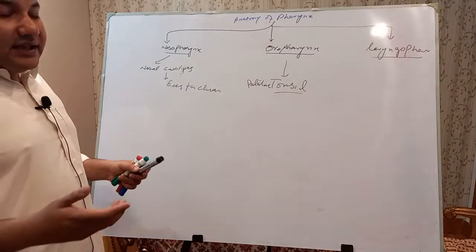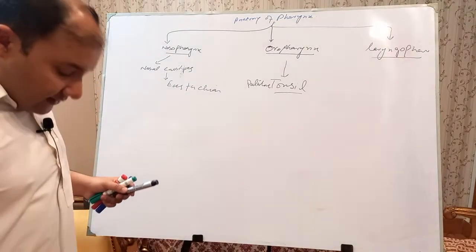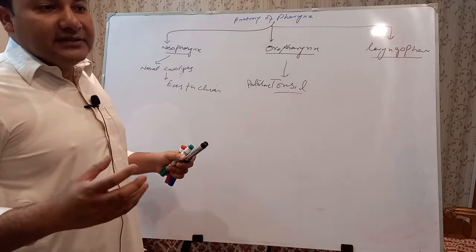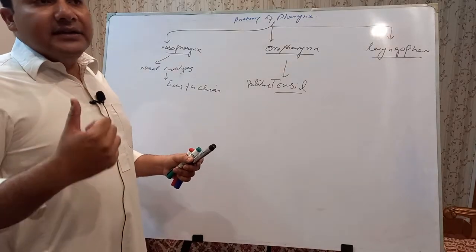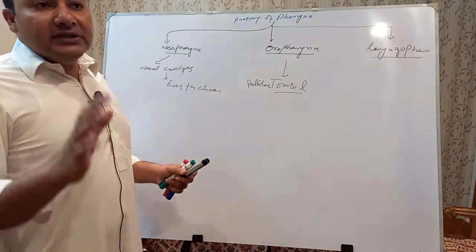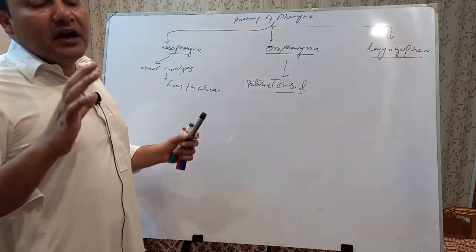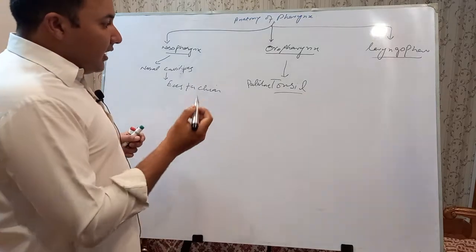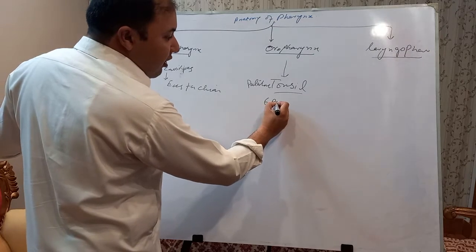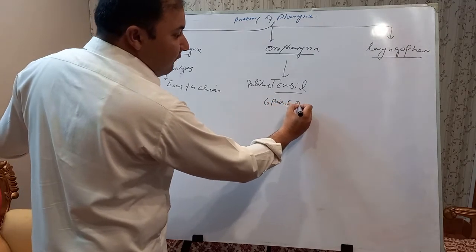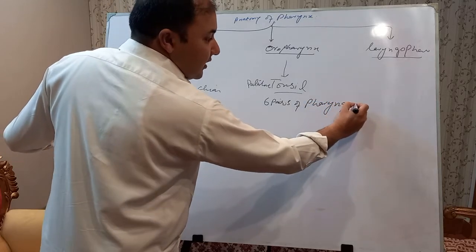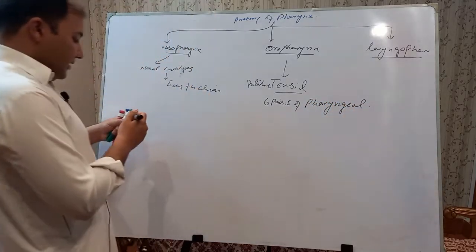Along with these things, we already know that there are six muscles present on one side, and six pharyngeal muscles present on the other side. The total number of muscles of the pharynx is 12. We have a total of six pairs of pharyngeal muscles in the pharynx.